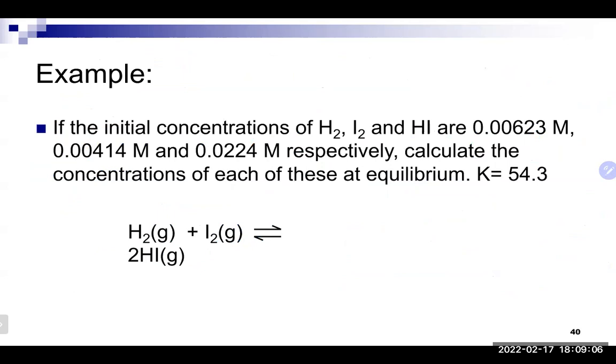Let's do another one here. Same equation, but let's go with 2HI here. All right, in this case, we're starting with 0.00623 molar of H2, 0.00414 of I2, and 0.0224 of HI. Equilibrium constant again, 54.3. Go for it. So we're looking for the equilibrium concentrations here.